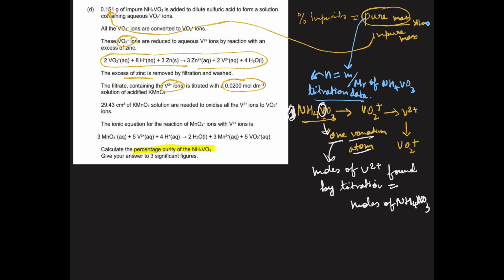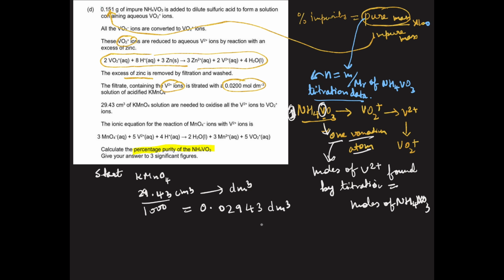Okay, so now let's do the calculation. Start from KMnO₄, and first thing you need to do is to convert the volume. We have been given volume equals 29.43 cm³. So convert that into dm³. Okay, and to do that you just have to divide that by 1000, and that gives you the value 0.02943 dm³ of KMnO₄.